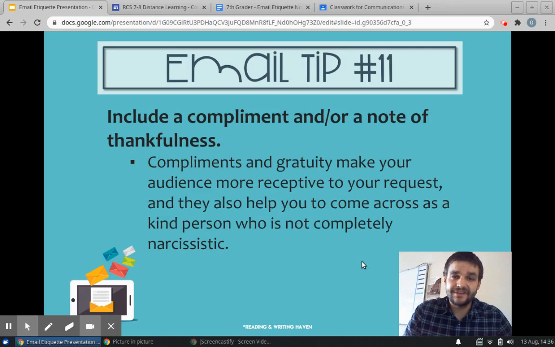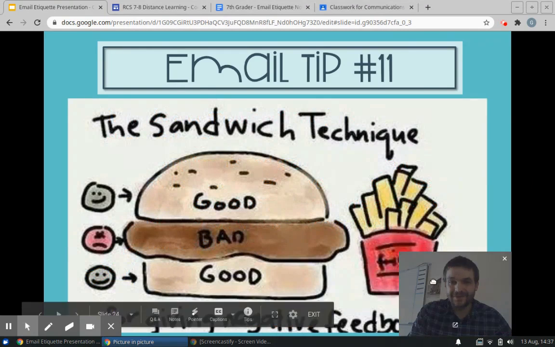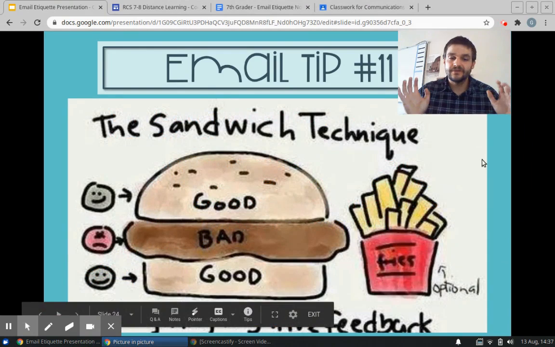Tip number 11 is to try and include a compliment or a note of thanks in your email. You'll always find your audience is more receptive to your request. They're more ready to hear it when you come across as a kind person, someone who's thankful for what you're doing, or for what they're doing for you, and someone who's not completely narcissistic. That means self-absorbed. Quick life lesson I would recommend to you. This is not even when you're emailing.